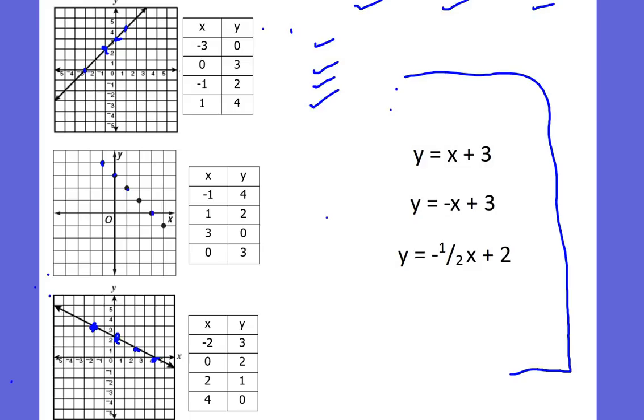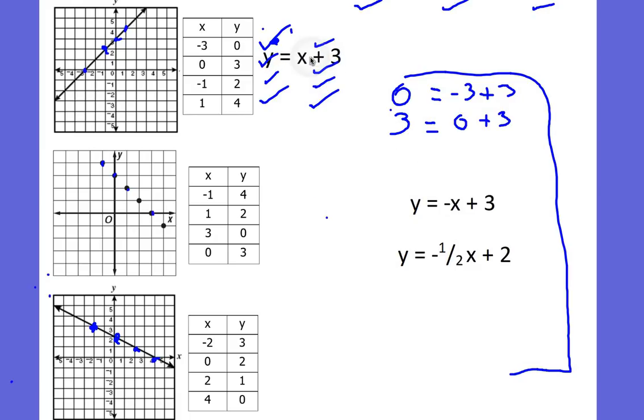So what I'm going to do is start up here at the top. I'm going to plug in the -3 in this first equation and see if it works. So I've got y equals -3 plus 3 makes 0. That worked for the first one. Let's see if it works for the second one. I've got 0 plus 3 gives me 3. It worked for the second one. So I'm going to try the next one. -1 plus 3 is 2, so it worked for that one also. And 1 plus 3 is 4, so it worked for that one. So I know that this first equation goes right here.